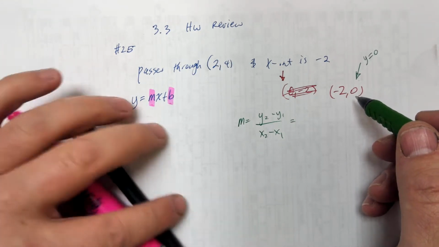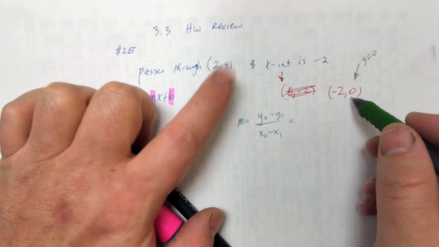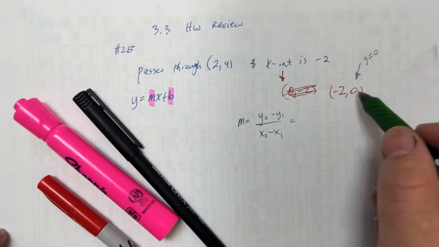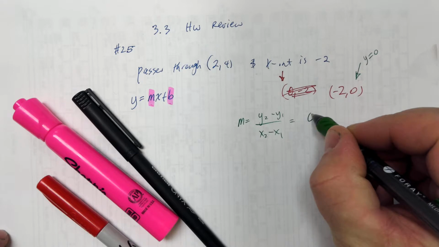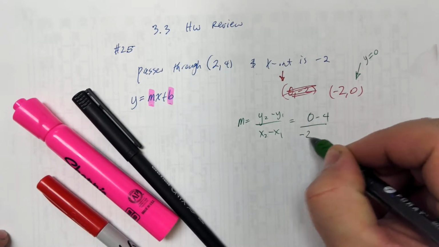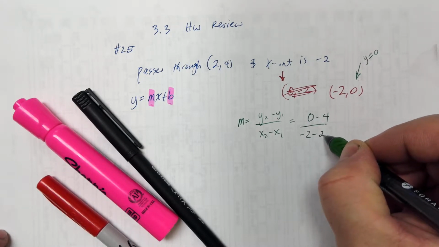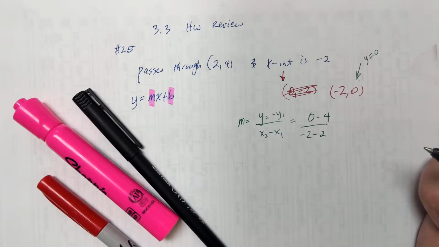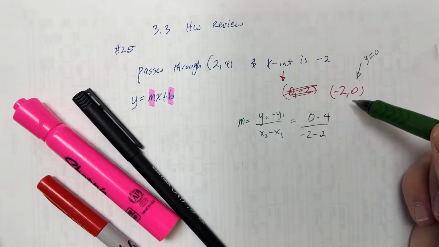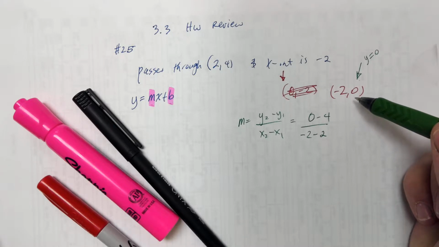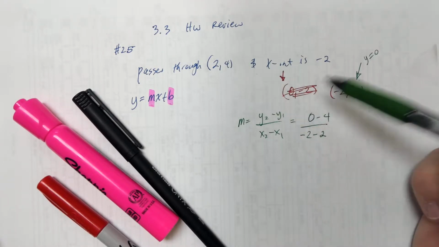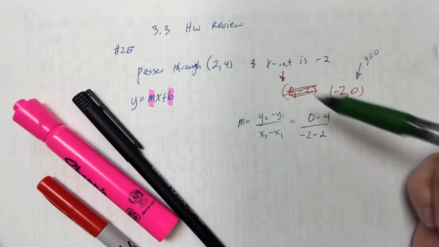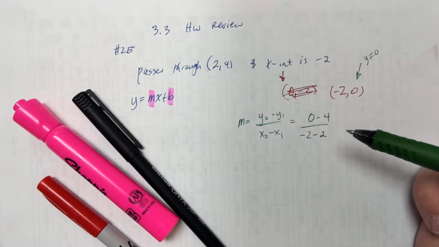So then, remember, it doesn't matter which one of these you use first. You could use this one first, or the negative 2, 0. So let's start with this one first. So 0 minus 4 over negative 2 minus 2. Did I do that right? See, that's 0, and then minus 4. Okay, that part's good. Negative 2, and then minus 2. Yep, that's right.